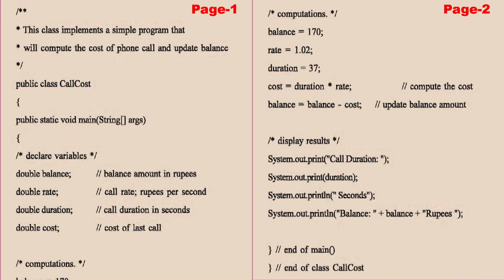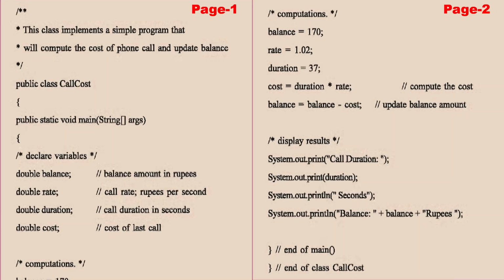Now we are creating 4 variables: double balance, double rate, double duration, and double cost. Now what is double? That also will come in the next slide. Right now, understand that it is a data type which allows balance, rate, duration, and cost to hold values with a decimal point. Then computation is a comment line. Go to the second page, that is page 2 on the right hand side. Now we are assigning values: balance is equal to 170, rate is equal to 1.02, duration is equal to 37, and now we calculate cost, that is duration into rate, and balance is equal to balance minus cost.